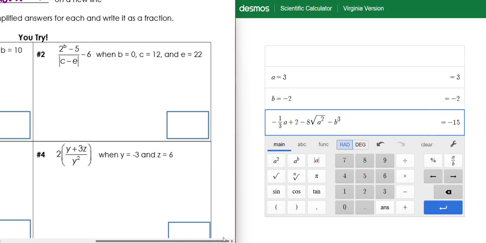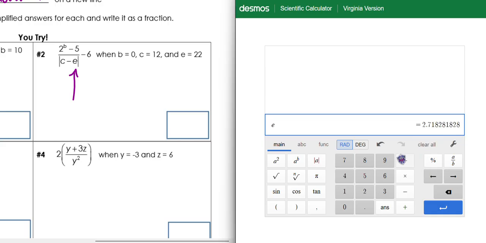The second thing, this letter E, when you type E into Desmos, it gives you a decimal immediately. It's kind of like the number pi. It's just a stand-in value for that letter. So we have to change this also. If you're given a value of E, let's change that to X and substitute like that instead. All right, try those on your own.